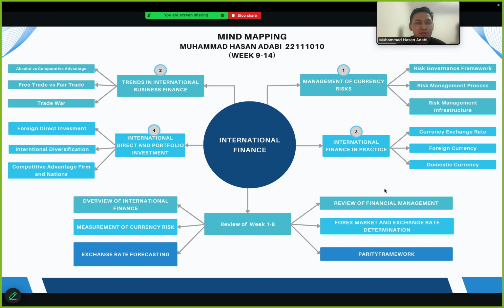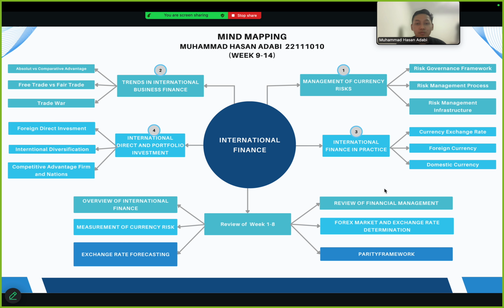And second is international diversification. It's about spreading investment globally to reduce country-specific risks. So not just investing in one country, because there is a saying, high risk, high return, and we must have diversification to reduce our risk. For example, we invest in the United States, which has a lower risk, rather than in, for example, Cambodia, which has a high risk.